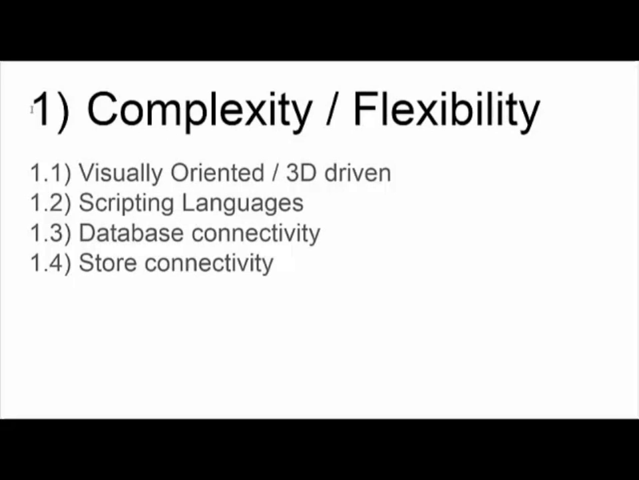Regarding the first topic of complexity and flexibility, we wanted to build a casino that rivaled the competition. We thought these four topics would help with obtaining the goal. The first one was a visually oriented and 3D driven program. In later demonstrations, you will see how we brought a 3D casino to the application. 2. Scripting languages. We wanted to be able to have the flexibility of using multiple scripting languages to obtain movement and interaction within the casino.